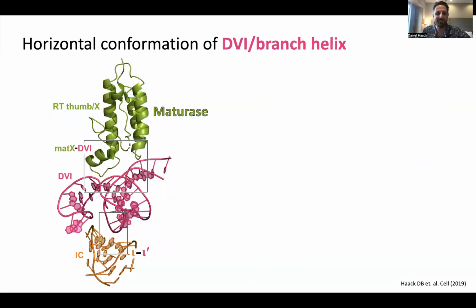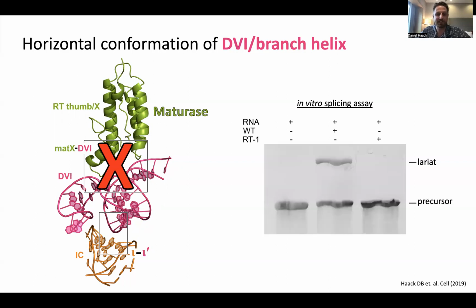I was able to identify that the branch helix was being held in this horizontal position by a highly conserved basic patch on the maturase protein, as well as an RNA-RNA interaction known as iota-iota prime. Mutagenesis of the basic residues contributing to this interaction and subsequent in vitro splicing experiments revealed that stabilization of D6 in this horizontal position was required for branching, as lariat was not formed.